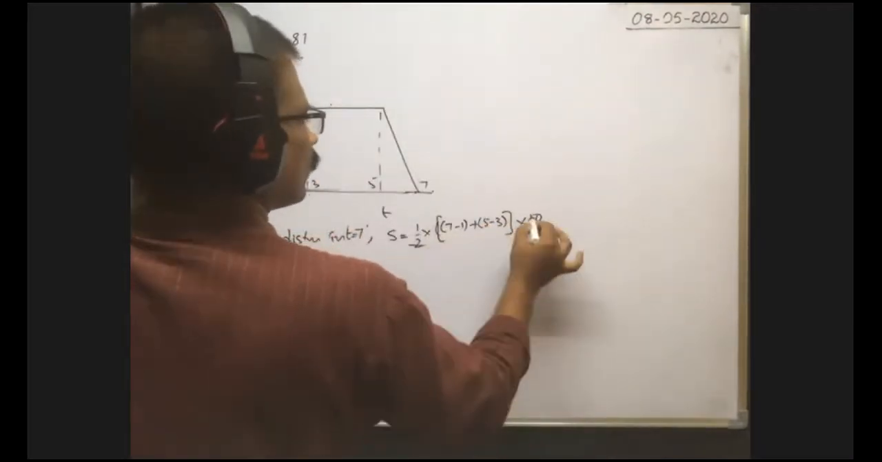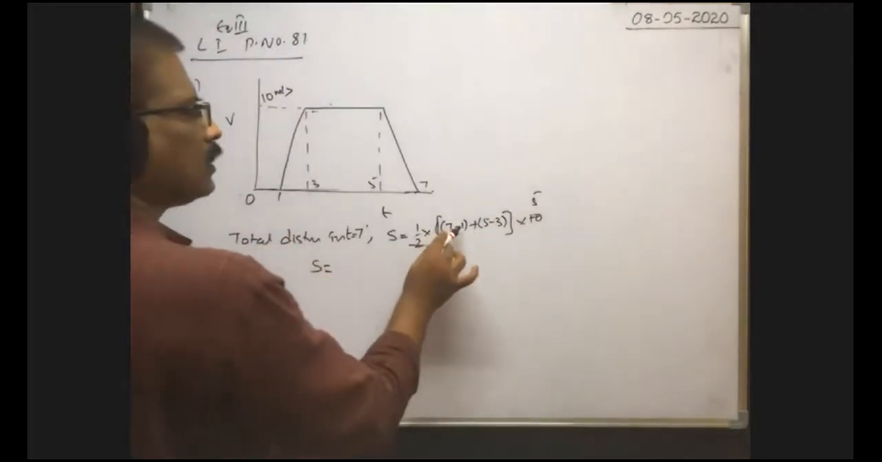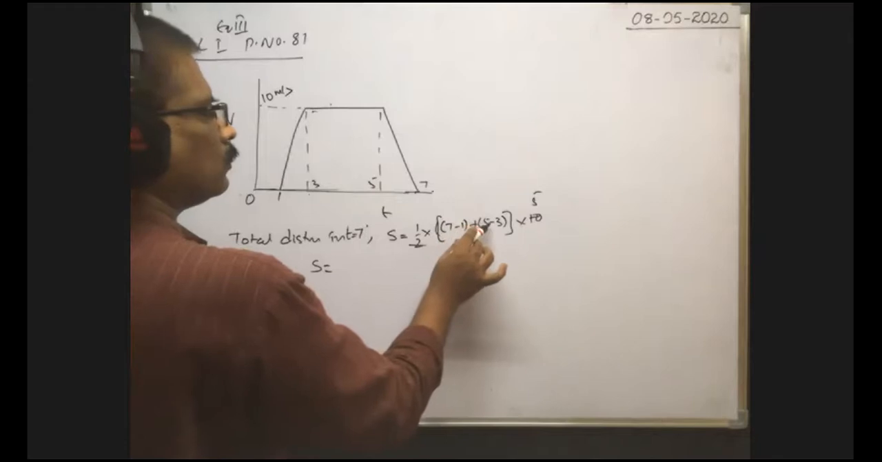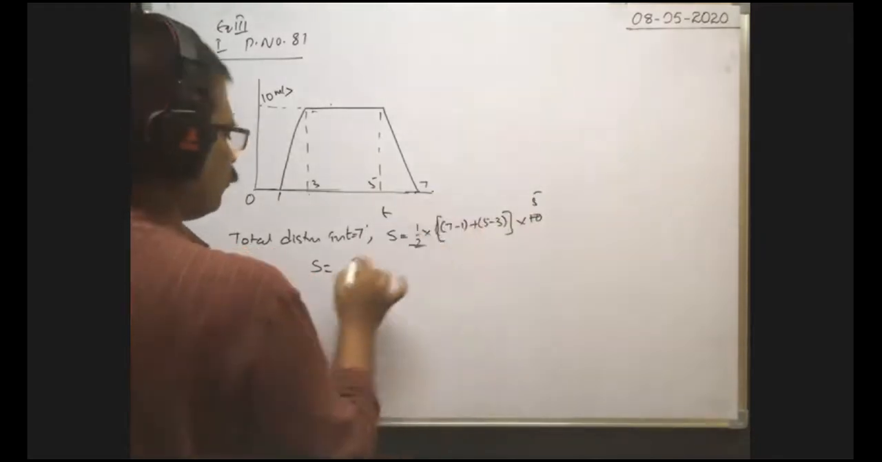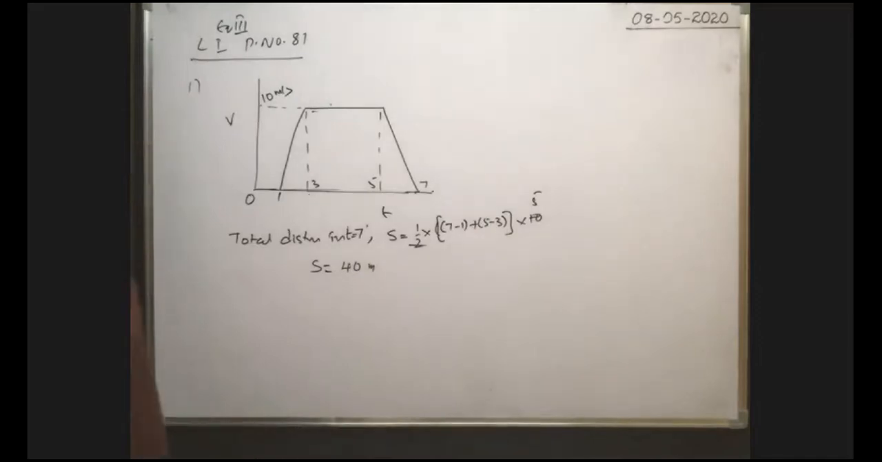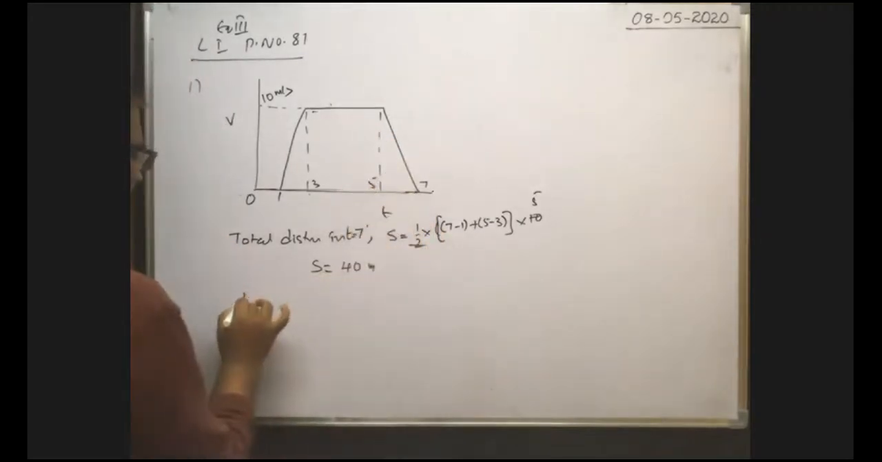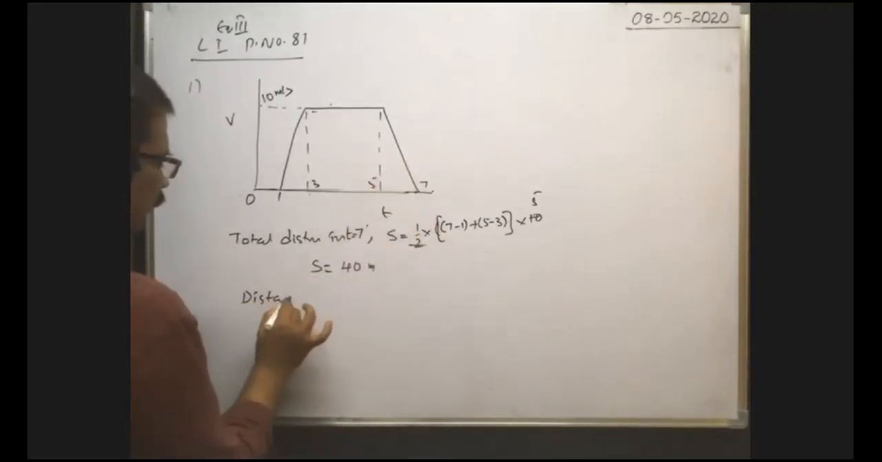So half into 10. Simplification gives what? S is equal to, tell me, 6 plus 2 means 8. 8 into 5 is 40. So 40 meter. Total distance travelled in the first 7 seconds is equal to 40. Next, what is the distance travelled in the last 2 seconds?